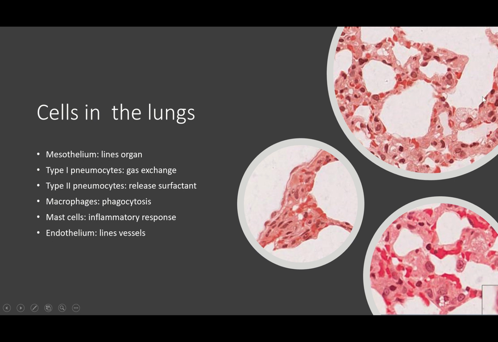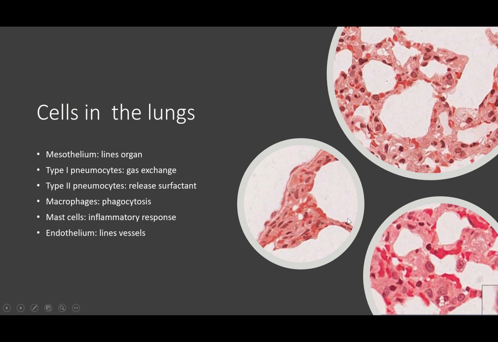You see how this cell is really flat and thin? Those would be your type 1 pneumocytes, and those are responsible for gas exchange, where gas exchange would occur. Then type 2 pneumocytes are the other kind, and those are going to release surfactant, a product that we need in these alveoli.